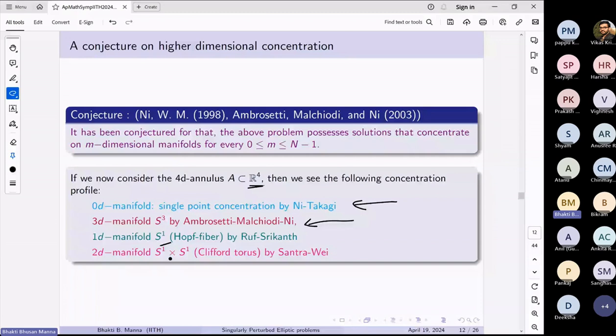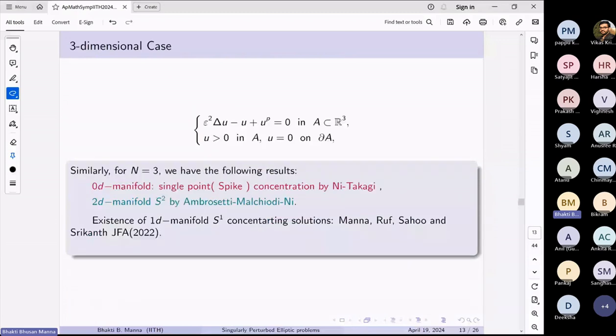But for dimension 3, 0 and 2 are known for the same reason. And what we found out recently is an S^1 concentrating solution in dimension 3. This is the missing dimension, which was still open until now. Today we are going to give some idea about how we got this.